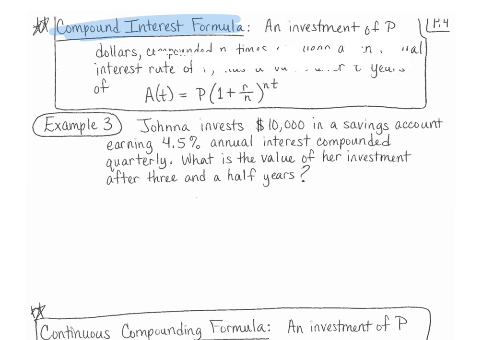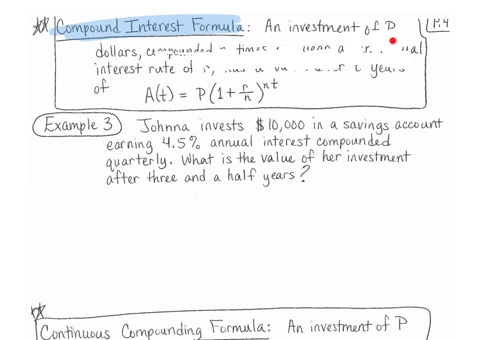So let's talk about it again. P is what? Dollars. But what does it represent? The investment. Good. P is our investment. N is what? Times per year that we do what? Compound it. So it's the number of times we compound it per year. R is your what? Your interest rate. T is? Years. Time in years.